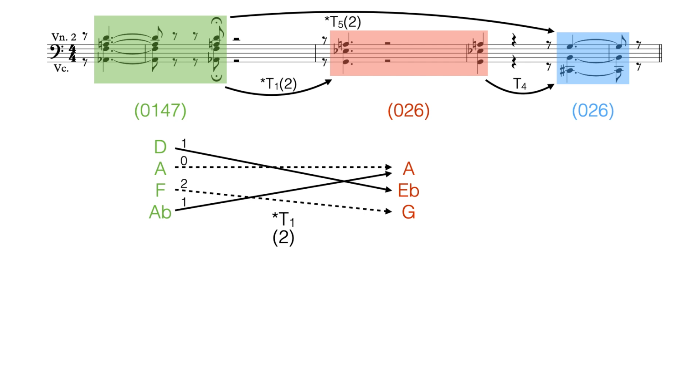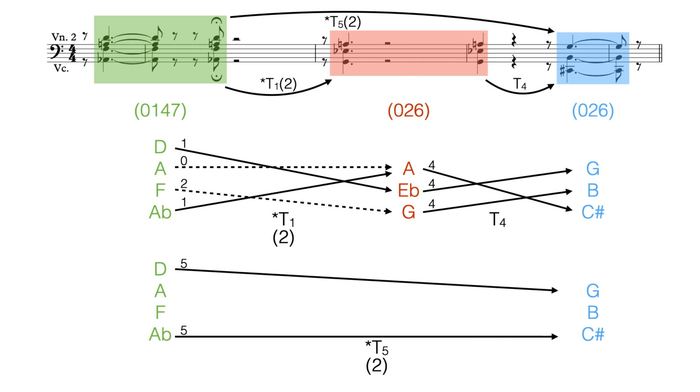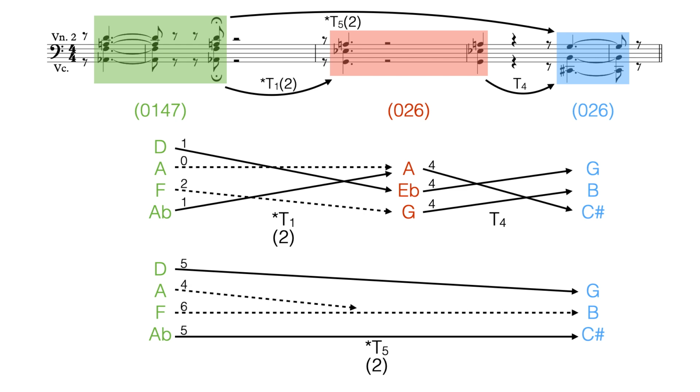We already discussed the motion from the second chord to the third. It's T4, where each note moves up 4 semitones to its destination. The motion from the first chord to the third chord is fuzzy T5. Two voices move by 5 semitones, the solid arrows, while the other two voices are off, either a semitone too high or a semitone too low, the dotted arrows.